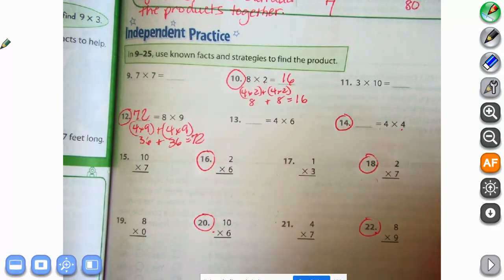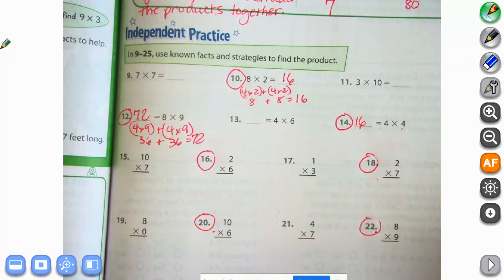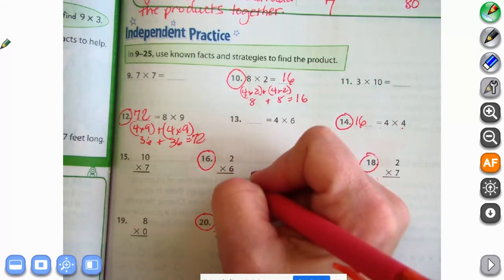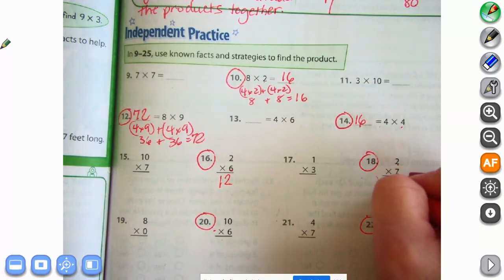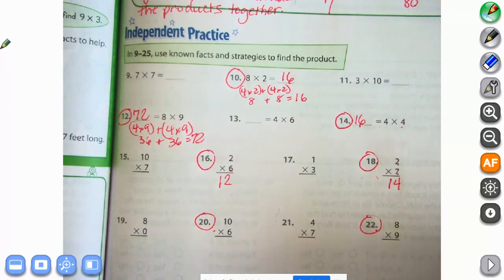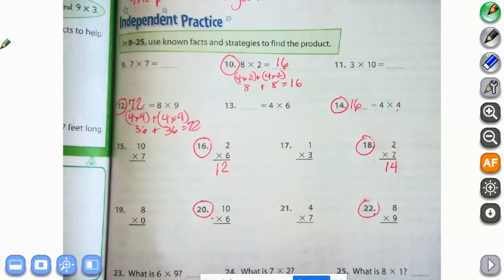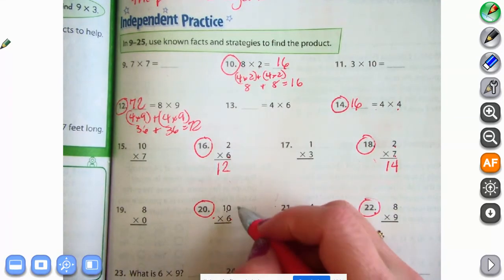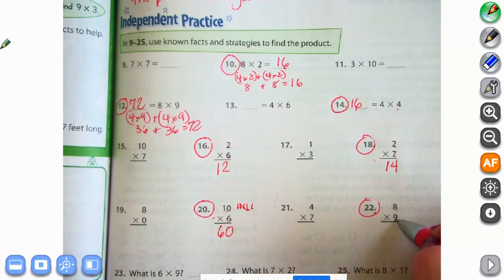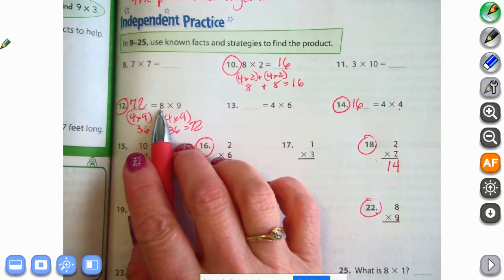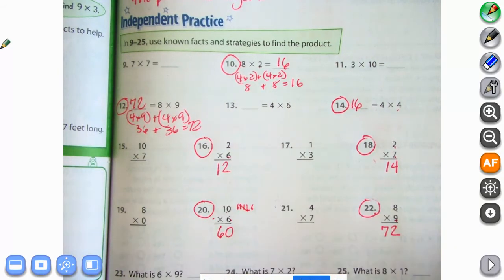4 times 4, 16. 2 times 6, 6 plus 6 is 12. 2 times 7, 7 plus 7 is 14. So make sure you correct these if you got them wrong, okay? 10 times 6, I can do 10, 20, 30, 40, 50, 60. 8 times 9, we already did up here. So we know that is 72. Okay.